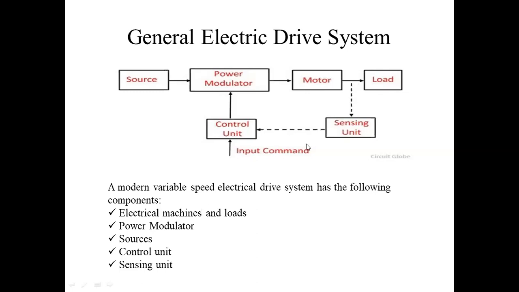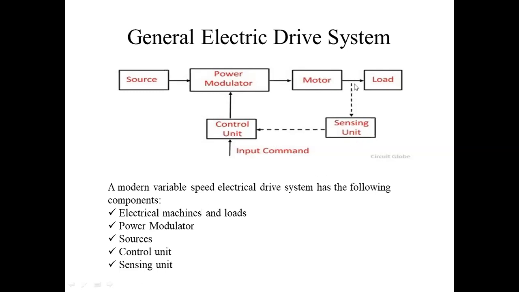You know that N is proportional to V. By changing the voltage, we can change the speed. How can we change the voltage? By changing the firing angle. VDC is equal to 2Vm by pi cos alpha. So by changing the firing angle, we can change the voltage, and by changing the voltage, we can change the speed of the motor. That is the way it works.